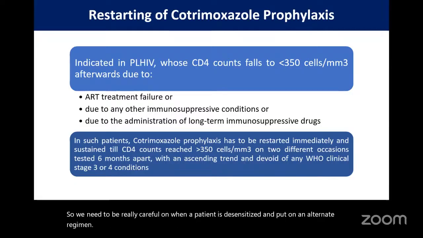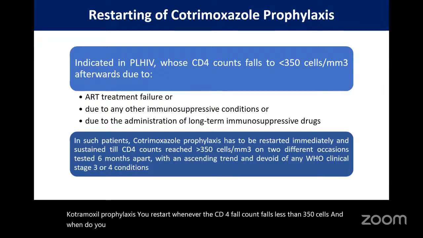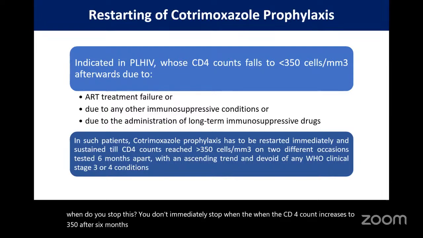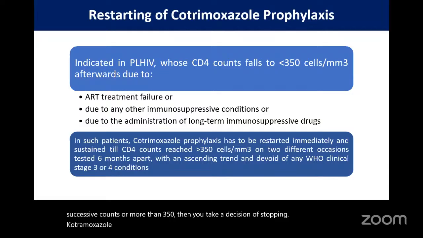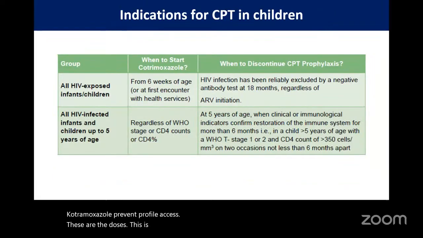Cotrimoxazole prophylaxis, you restart whenever the CD4 count falls less than 350 cells. And when do you stop this? You don't immediately stop when the CD4 count increases to 350 after 6 months, but you wait for a subsequent 6 months. That is usually if your two successive counts are more than 350, then you take a decision of stopping cotrimoxazole prophylaxis. These are the doses. This is part of the guidelines. We'll not go into it.